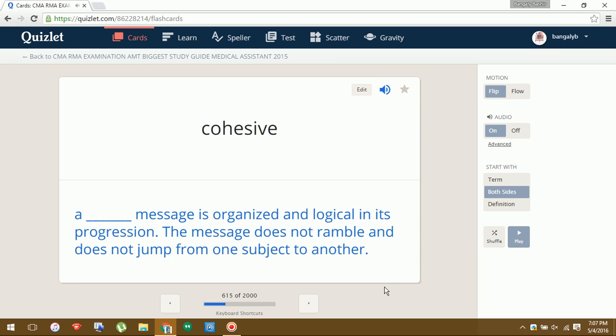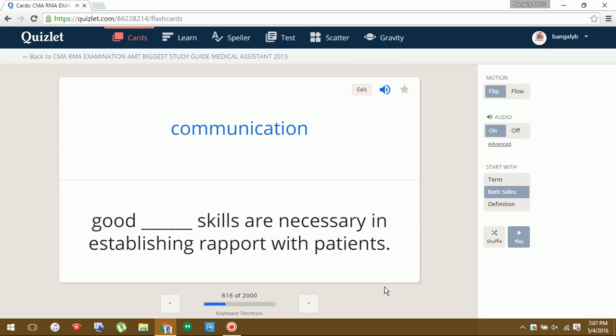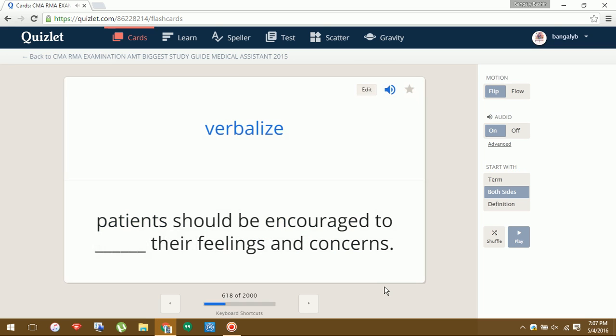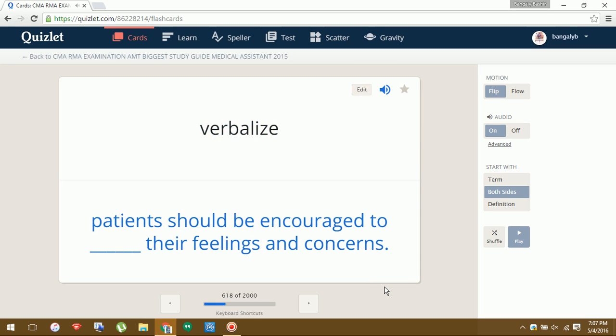Cohesive. A blank message is organized and logical in its progression. The message does not ramble and does not jump from one subject to another. Communication. Good blank skills are necessary in establishing rapport with patients. Respected. Patients feel blank and validated when called by their full name. Verbalize. Patients should be encouraged to blank their feelings and concerns.